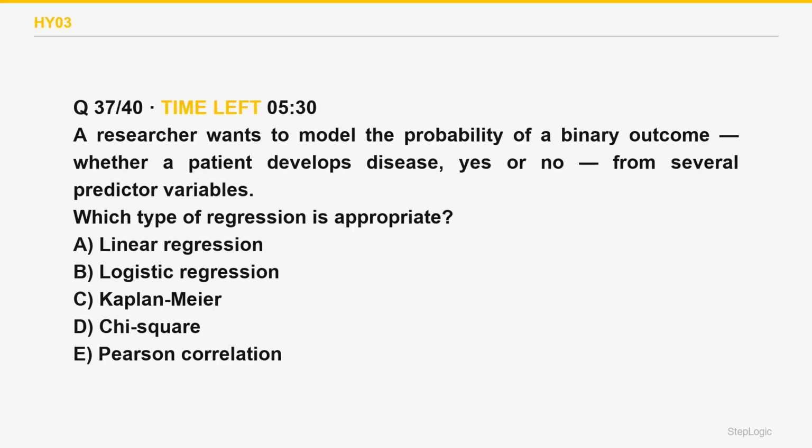Which type of regression is appropriate? A researcher wants to model the probability of a binary outcome, whether a patient develops disease, yes or no, from several predictor variables. Read the command, the model for a binary outcome. A yes-no outcome needs logistic regression.